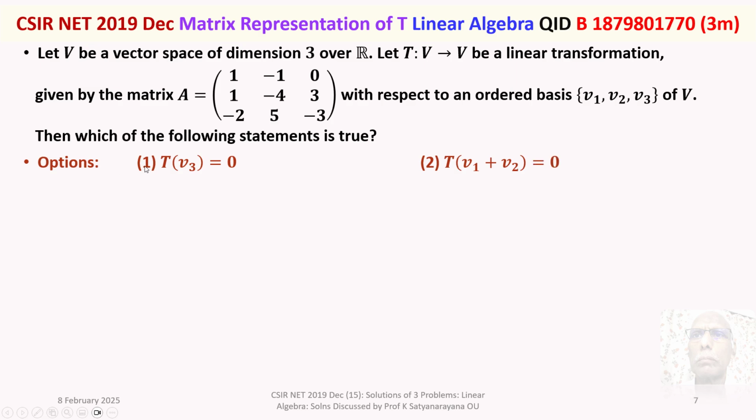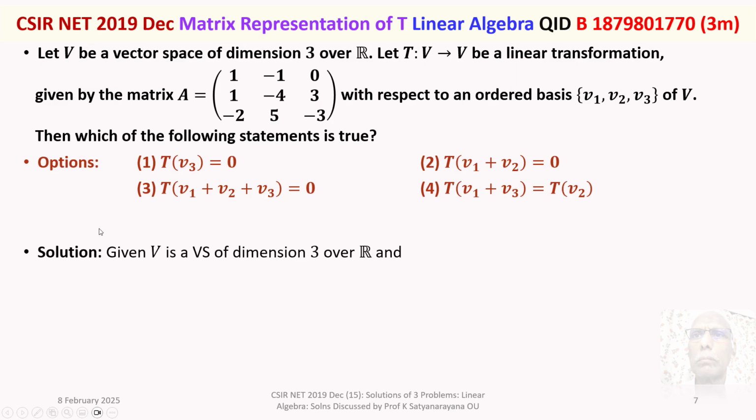We are given 4 options. Option 1, T of V3 is 0. Option 2, T of V1 plus V2 is 0. Option 3, T of V1 plus V2 plus V3 is 0. Option 4, T of V1 plus V3 is equal to T of V2.